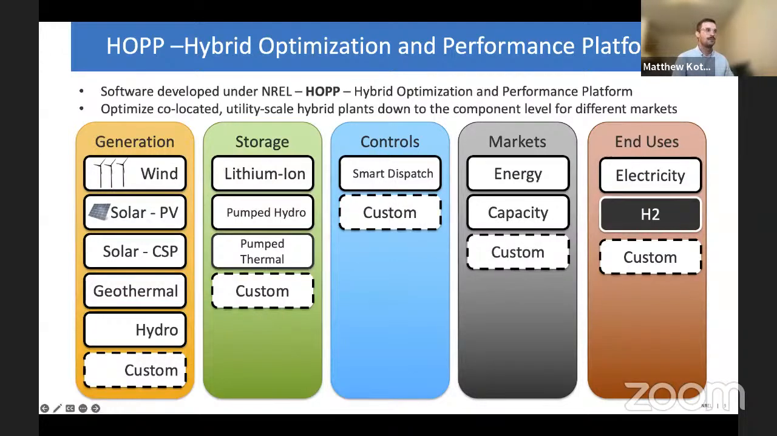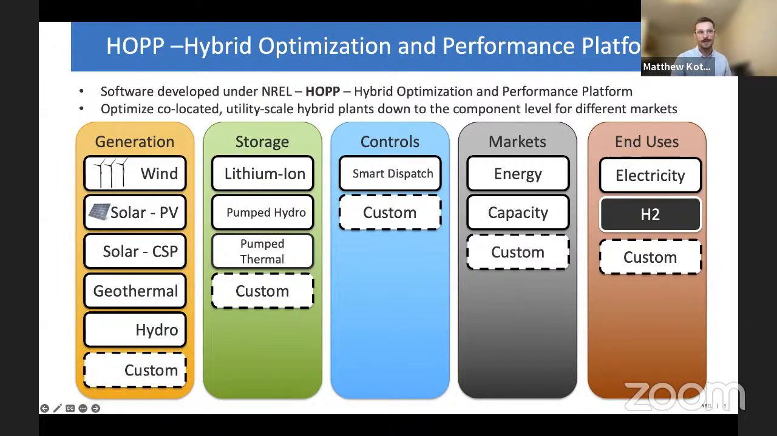The cool thing about the hybrids group and HOPP is that it is very customizable. And if there's a component or an input that we don't have, we do have the capabilities to work with partners or organizations to help create a custom feature that can help quantify and give as optimized and accurate results for specific end uses.